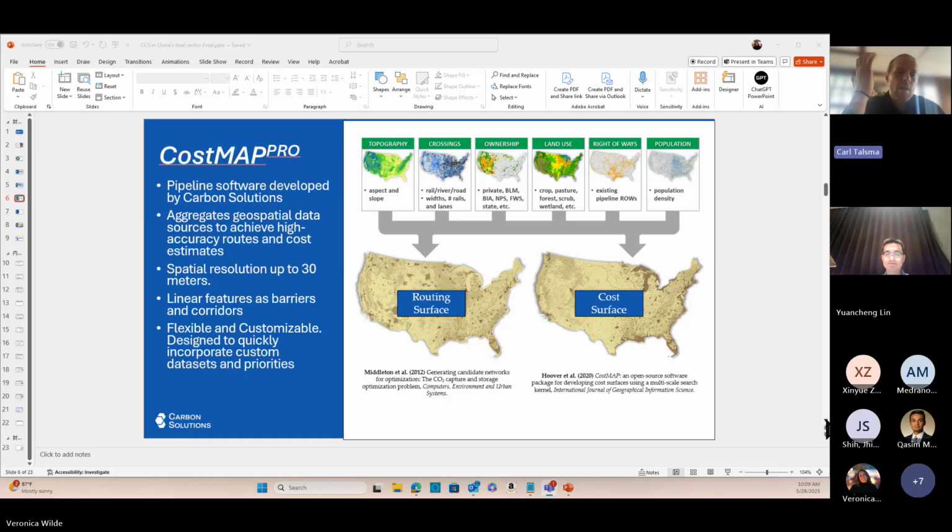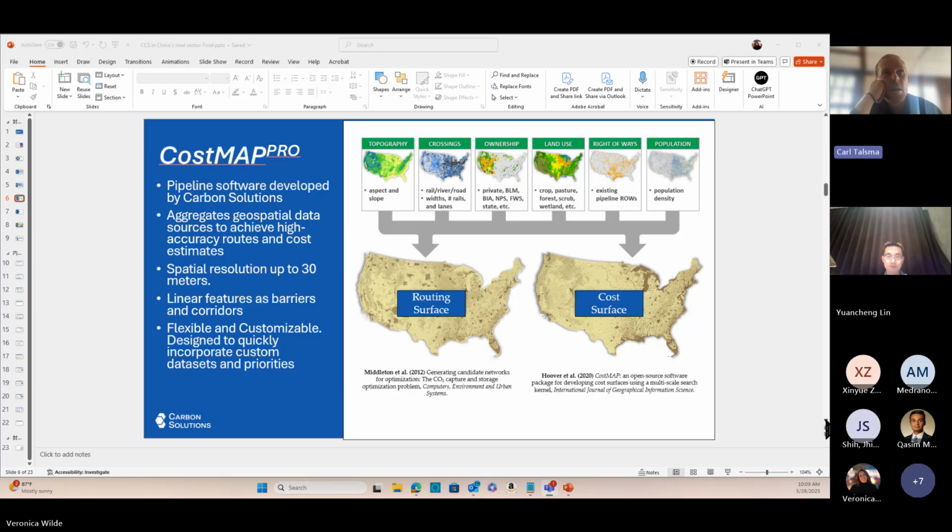And then we apply a weight to that. We apply both a routing weight and a cost weight to create two separate surfaces, the cost surface and the routing surface. The cost surface is going to represent how much a pipeline actually costs for that region. So that's very specific, like a dollar amount. Like, is this land feature increasing the cost to build a pipeline or decreasing the cost?